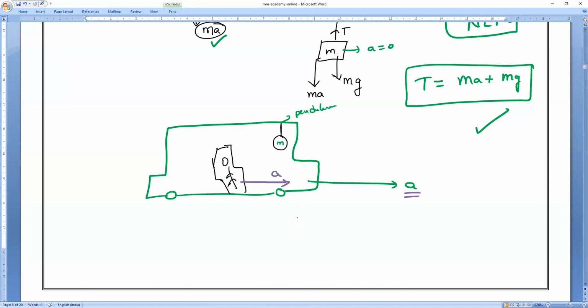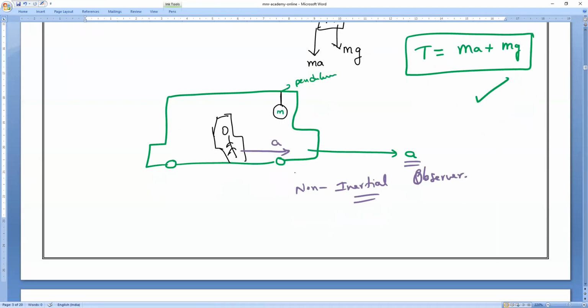Now if you observe this mass M, that is the pendulum. You tell me, is it an inertial frame or a non-inertial frame? Non-inertial. We are not seeing from outside as an outside observer; we are seeing from inside. So it is inertial or non-inertial? Yes, non-inertial.